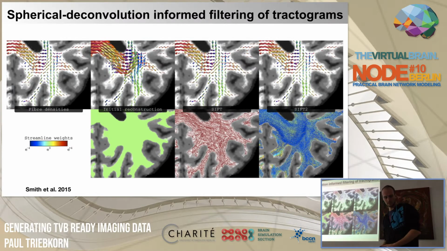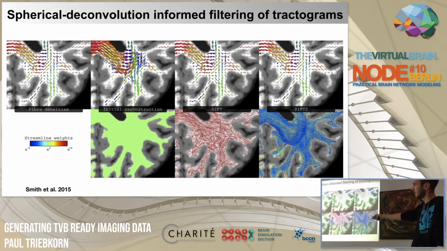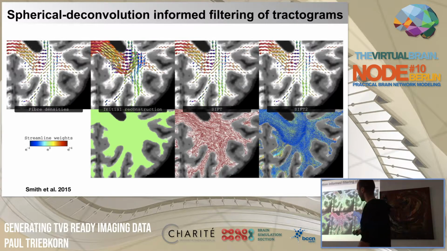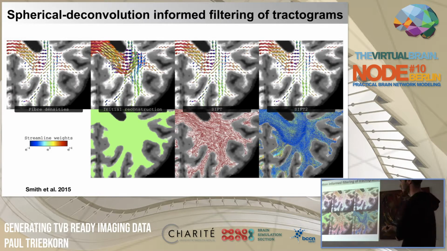Another filtering or correction algorithm is spherical-deconvolution informed filtering of tractograms. Imagine this is the image you've acquired and then deconvolved. What we can nicely see here is that we are only in the white matter, and we have these glyphs only in the white matter. That is good. Now we do tractography on this one and reconstruct streamlines. We do this millions of times, so it's really densely packed here. These are the green lines, all fibers inside white matter.